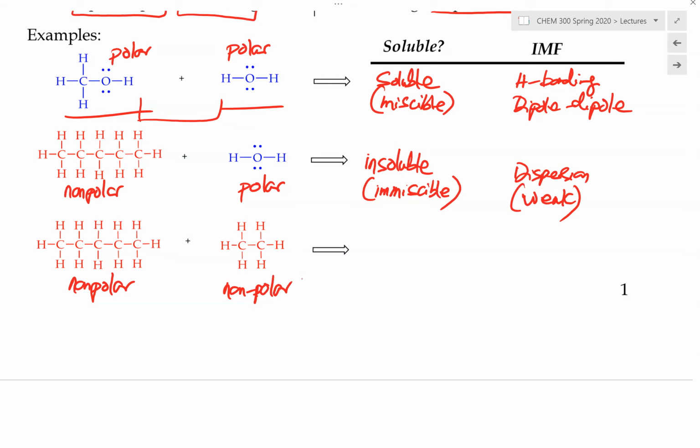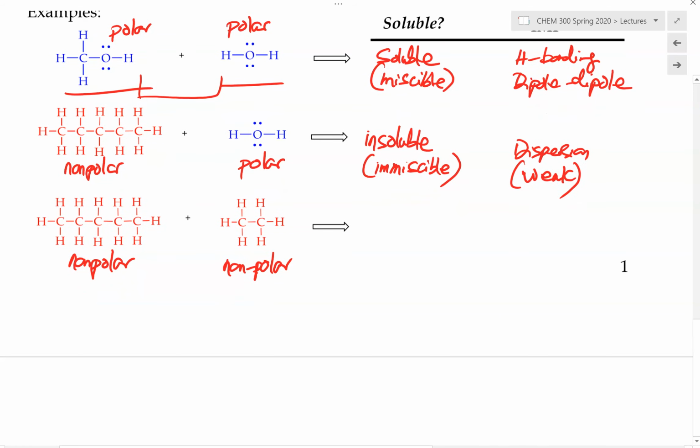In this case, they're similar, right? So referring to like dissolves like, we will see they will mix with each other. And now we will have a soluble solution or a miscible solution. So that's what like dissolves like means: polar dissolves polar and non-polar dissolves in non-polar.